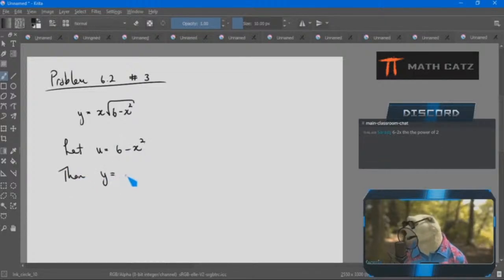Then my outside function is what? Well, certainly the root of 6 minus x squared is going to become the root of u. Well, there's still an x here, right? That x doesn't have any obvious way of being changed into a u. It'd be different if that x wasn't there. Then it's a straightforward chain rule. But that x is there.